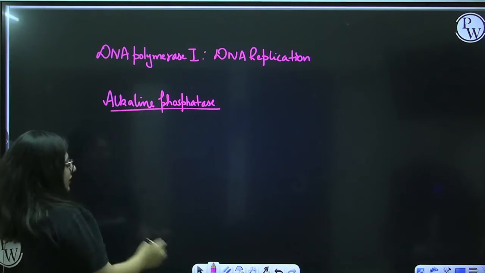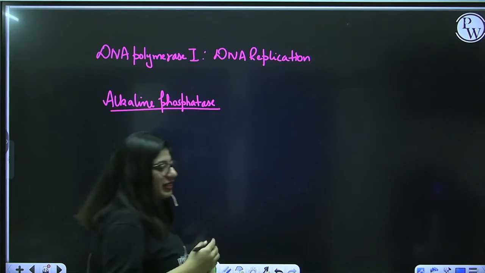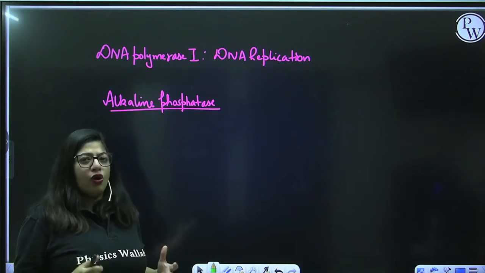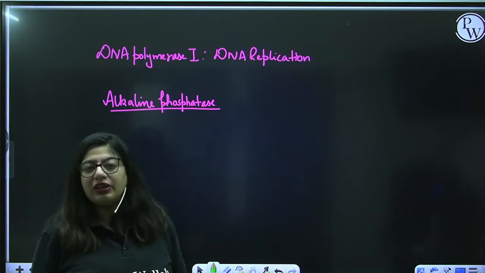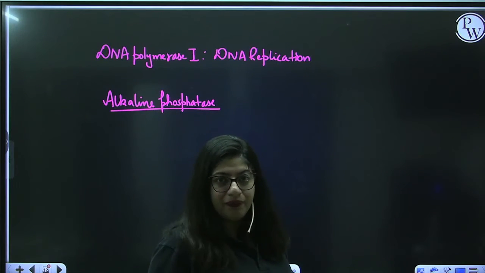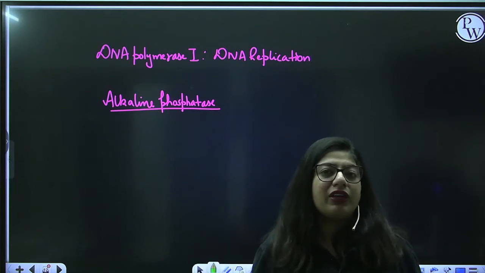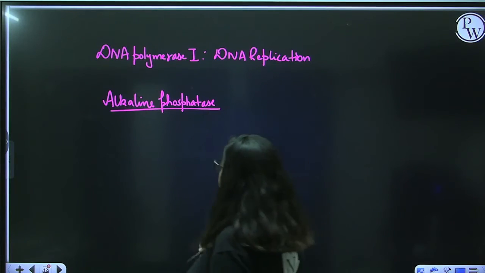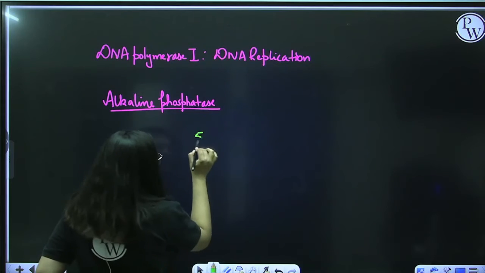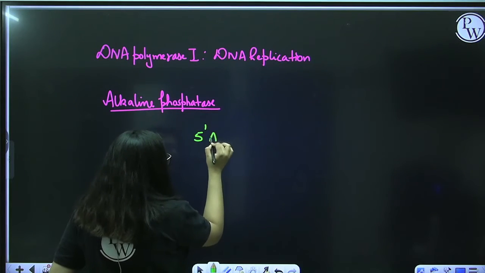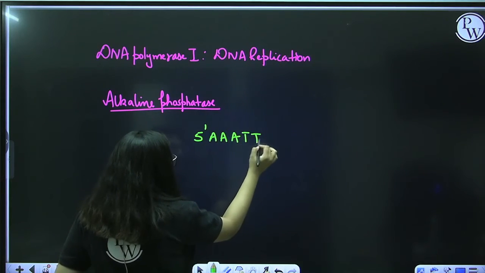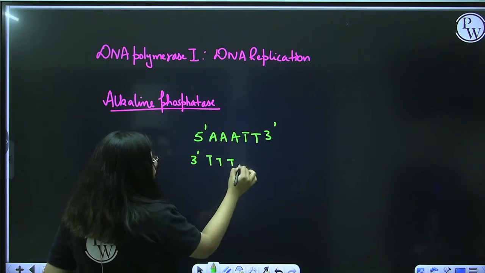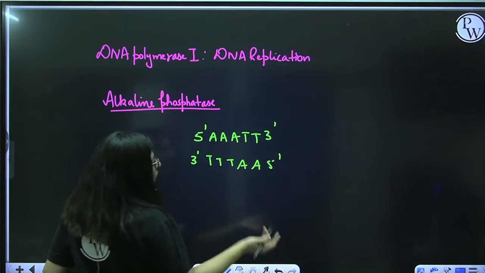This is the enzyme that basically cuts the phosphate at the 5' end. You all know that at the 5' end of the DNA we have a free phosphate group, and at the 3' end of DNA we have a free hydroxyl group. Yes, you all know that, na? No, you don't know. If I have this 5' end, like we have an A, T, T sequence, this is the 3' end, T, T, T, A sequence. This is how DNA is.